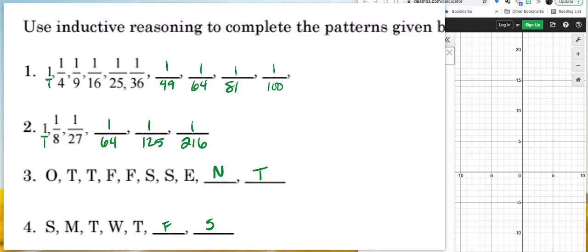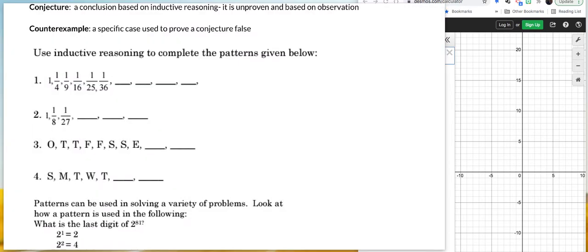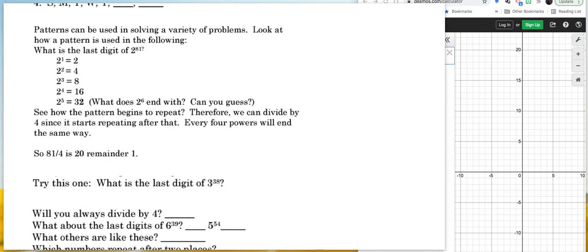Now, in honors class, we like to use patterns to analyze powers. So we're going to be looking at something a little bit strange for the rest of the notes here. We're going to be looking at patterns when you take a digit and you raise it to different powers. So this first sample question we're trying to figure out is the last digit of 2 to the 81st power.